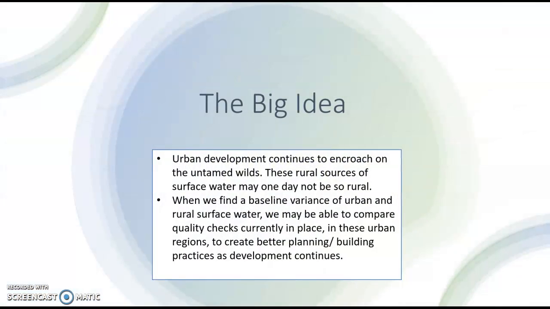The big idea is that urban development continues to encroach on the untamed wilds. These rural sources of surface water may one day not be so rural, and when we find a baseline variance of urban and rural surface water, we may be able to compare quality checks currently in place in these urban regions to create better planning and building practices as development continues.